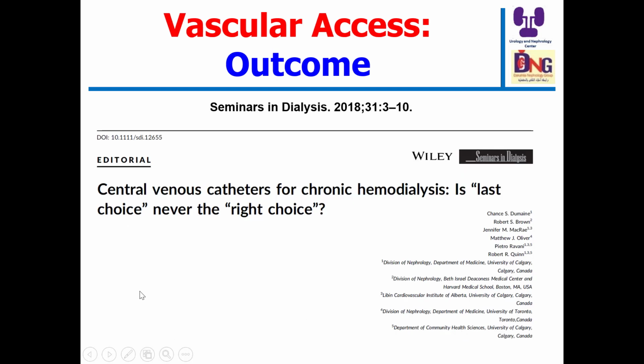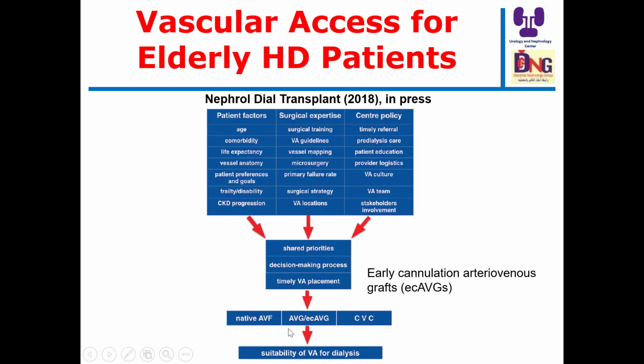Regarding catheters, we advocate against the use of central venous catheters for chronic renal failure and chronic hemodialysis. Why? Because catheters are associated with infection, hospitalization, inflammation, and mortality. But sometimes this is the only available option, or the patient's state doesn't withstand a fistula. So we hate catheters, but sometimes this is the only resort that we have.